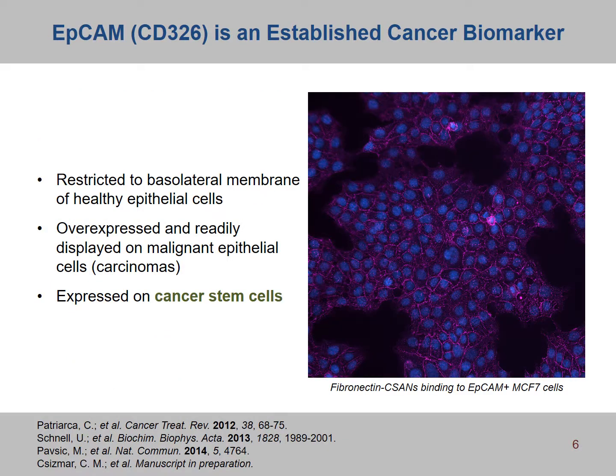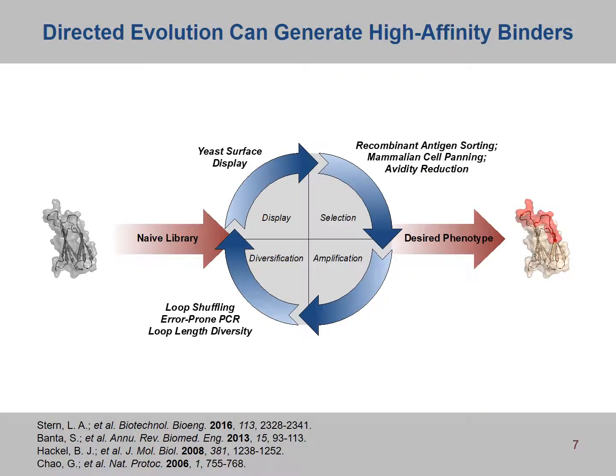disulfide bonds. The target we were interested in is called epithelial cell adhesion molecule, or EpCAM. EpCAM is an established cancer biomarker that's overexpressed on a number of carcinomas, and it's also been shown to be expressed on cancer stem cells. So the question then became, how do we transform a wild-type fibronectin into a high-affinity and selective binder for EpCAM?